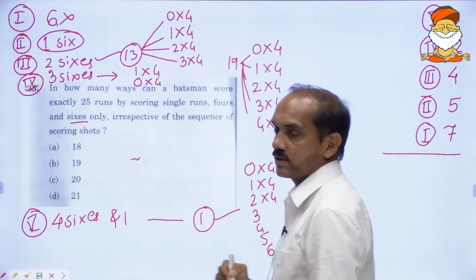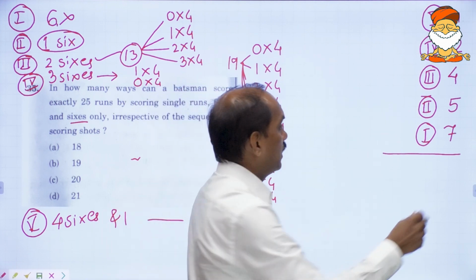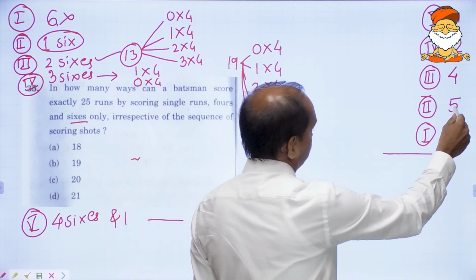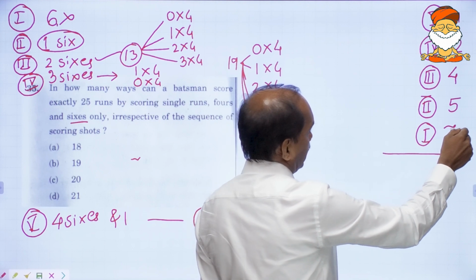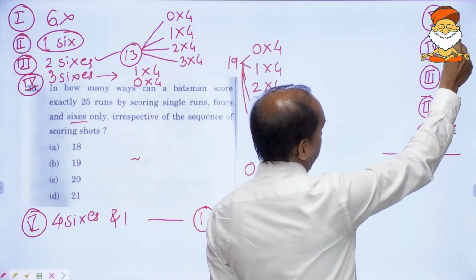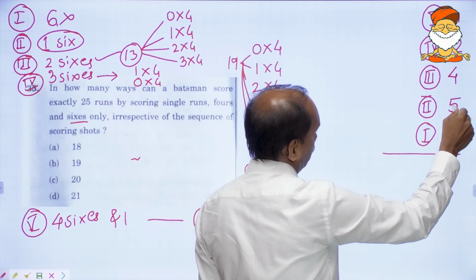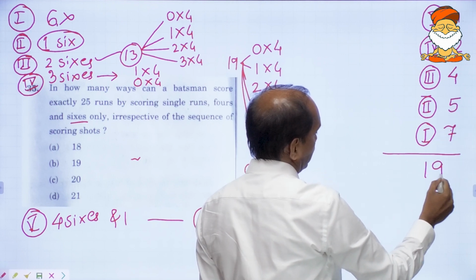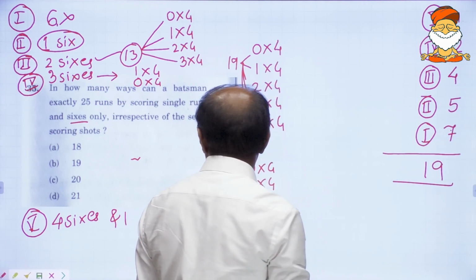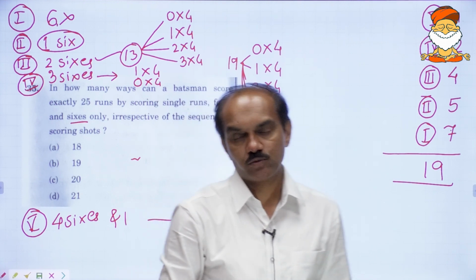Now you will have to just add all these to get the final answer. 7 plus 5, 7, 9, 10, 14 plus 5, 19 is the final answer. So it is very much there in the second option, and that should be marked.